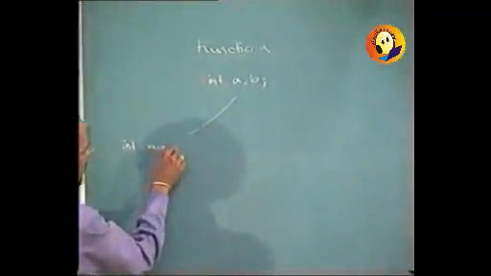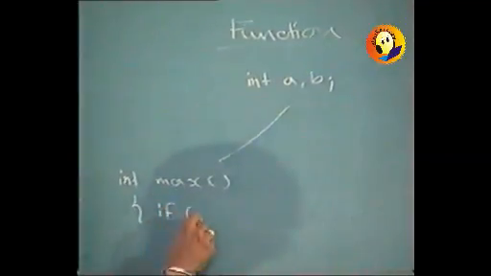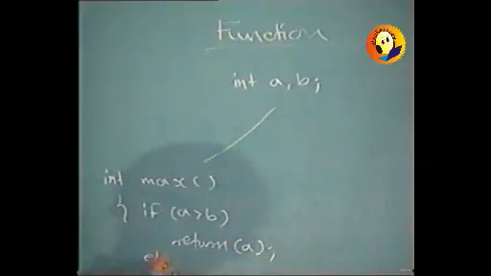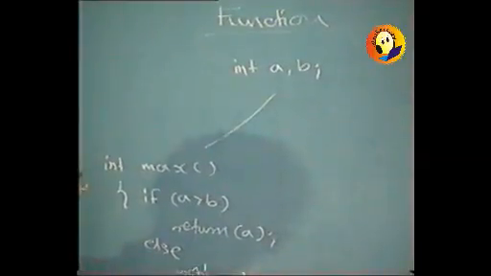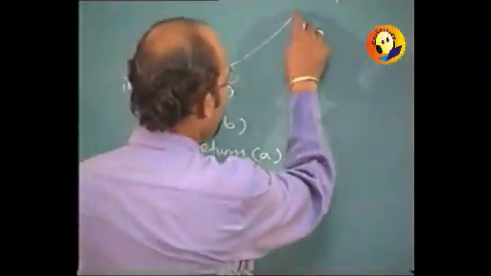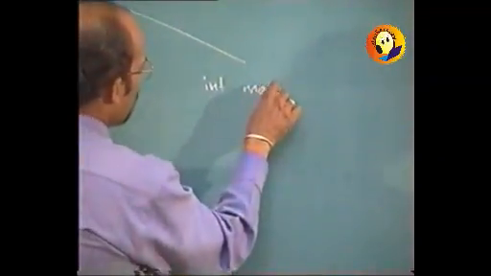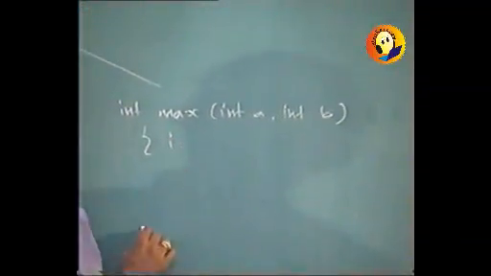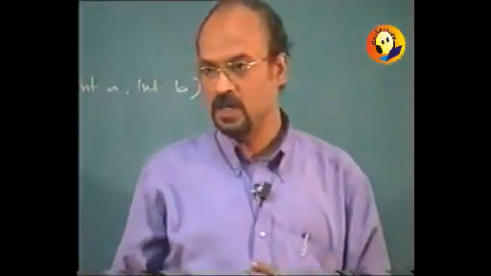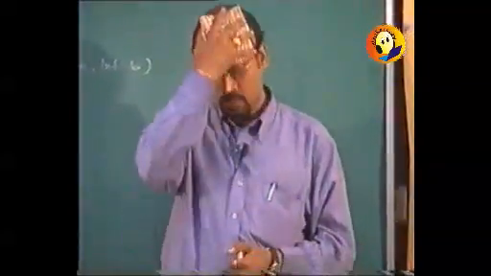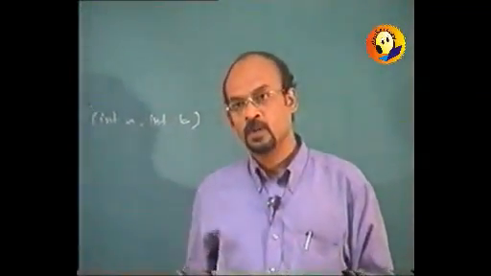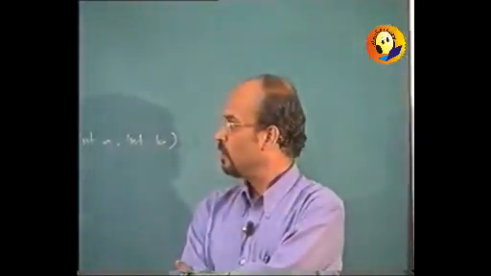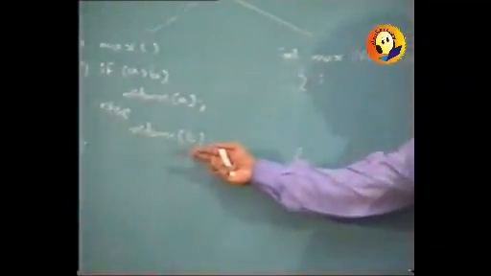One way I can write it like this: int max, if A greater than B, return A, else return B. And the second way is int max, int A comma int B. Rest of the body is same. Now what is the difference between these two functions which I have written? What is the difference between the first function and the second?